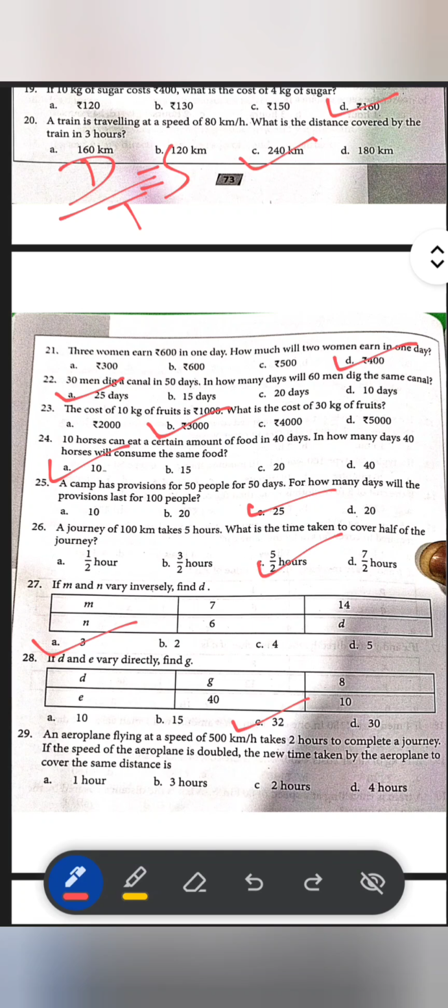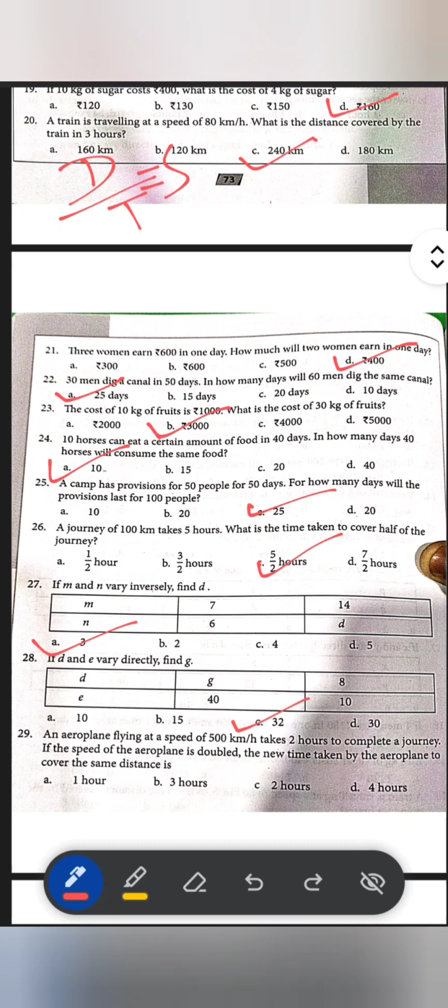Now, question number 29. An aeroplane flying at a speed of 500 km per hour takes 2 hours to complete a journey. If the speed of the aeroplane is doubled, that means 1000 km per hour, what is the new time taken by the airplane to cover the same distance?